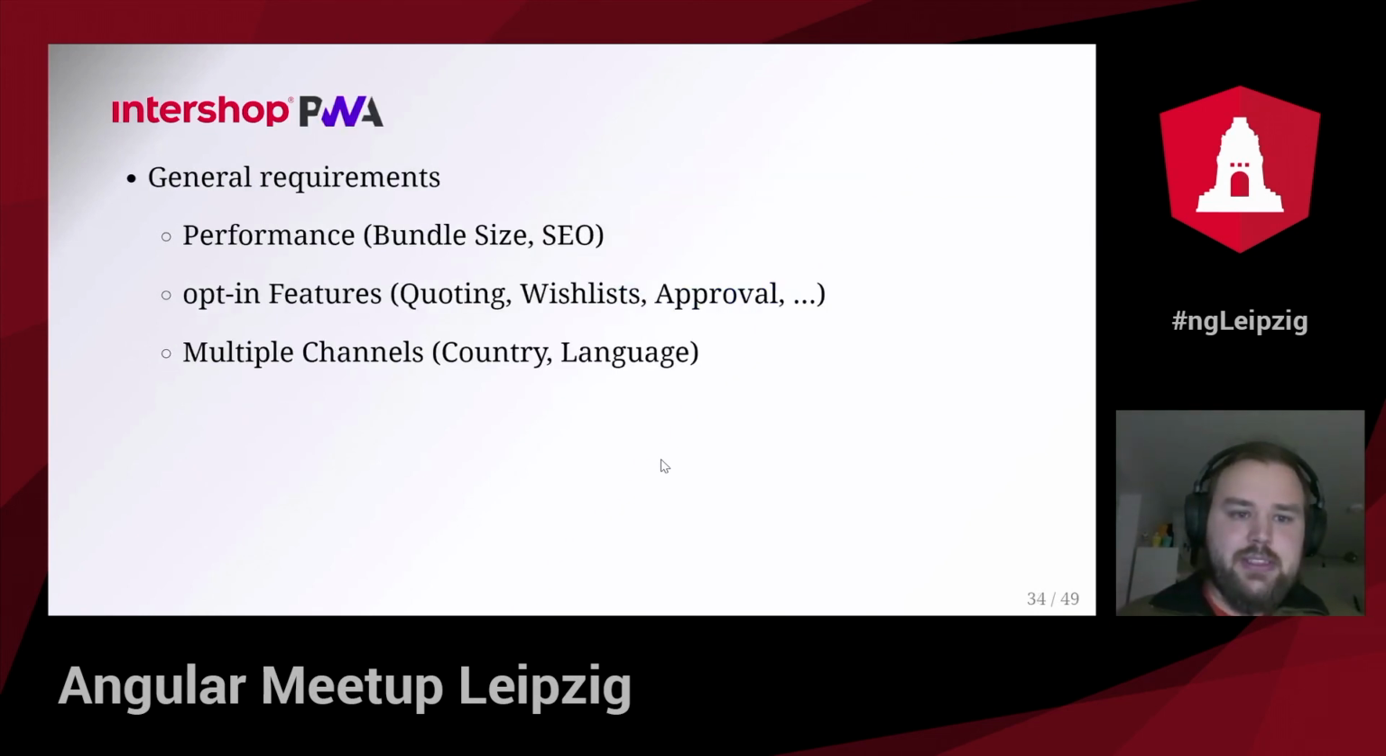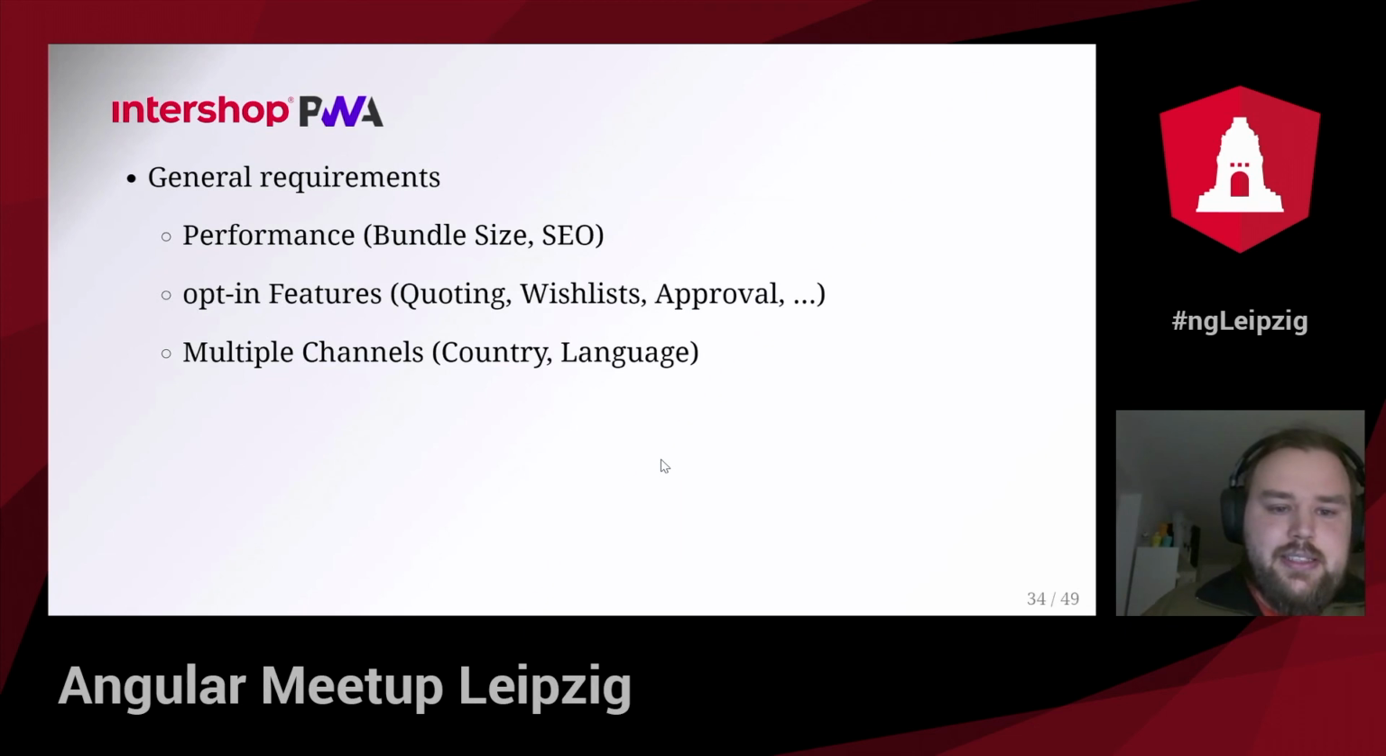So some of the general requirements would be performance issues. We always have to look out for bundle sizes and search engine optimization requirements. And then, of course, there is an ever-growing list of opt-in features, especially in the business-to-business market, that we have to provide and that have to be switched on easily if the customer actually requires them.